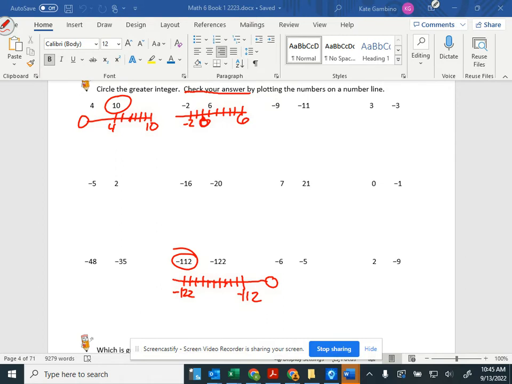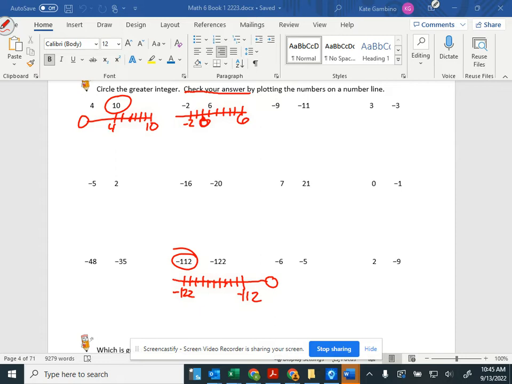Jillian? Do we have to do the number line every time if we know? Yep. So on the test, you don't have to, but on your homework, we do. We're going to do the number line every time. And you know what? We have lots of work time in class, so we have time to do it.